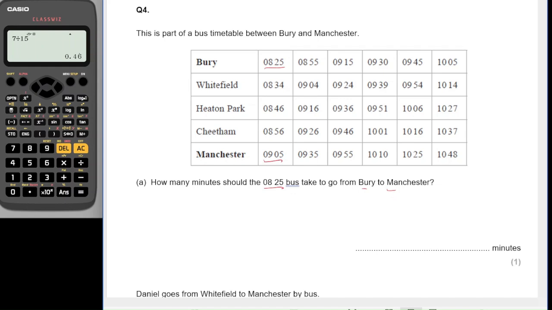But if you're unsure and you want to spot how to use the time function on your calculator: 9 hours and 5 minutes, and I want to subtract from it 8 hours and 25 minutes. I type it in like this. The time button is this button here. It looks like a dot, comma, comma, comma. So 9 hours and 5 minutes minus the time of 8 hours and 25 minutes, and I think it says it's 40 minutes. So that's 0 hours, 40 minutes and 0 seconds. So 40 minutes.